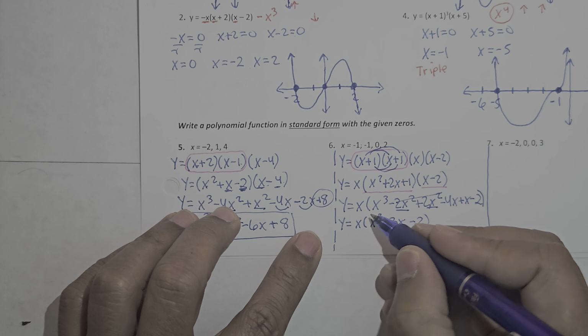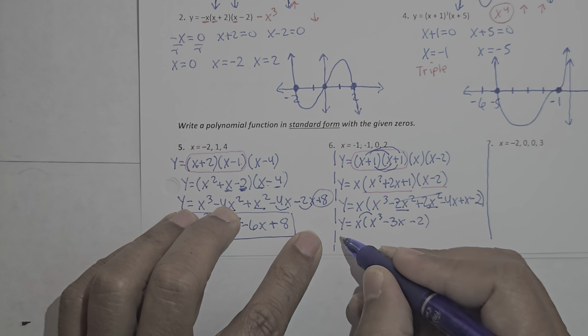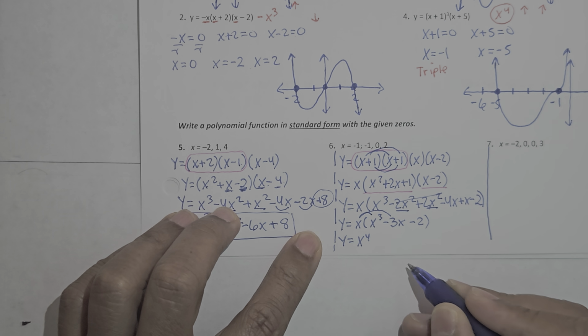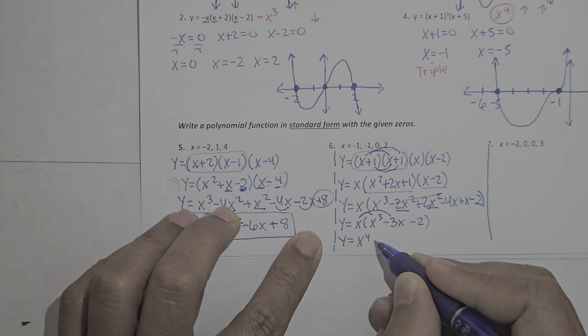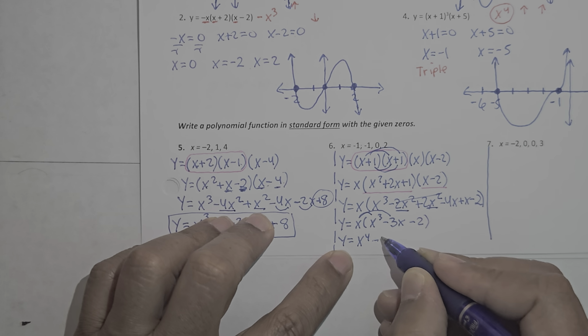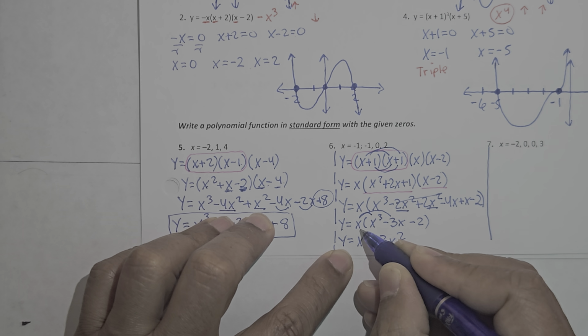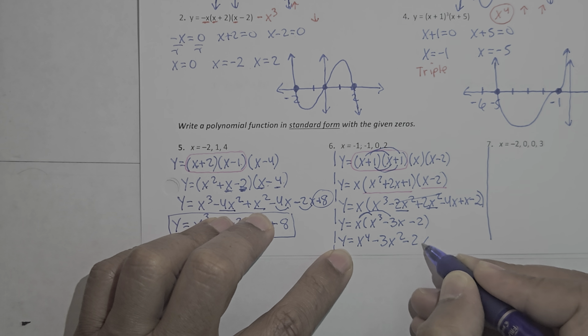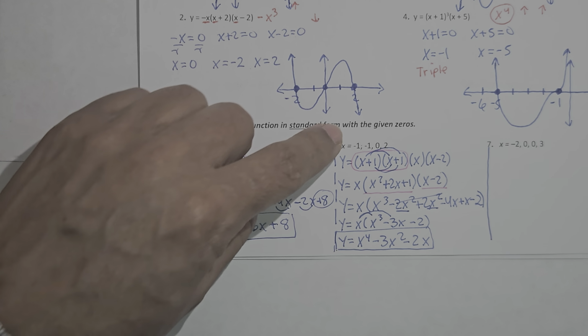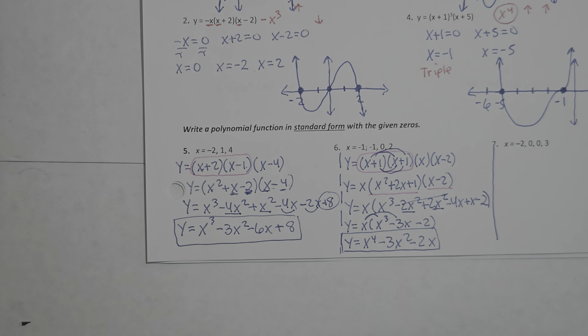So last, I'm going to distribute this x. So x times x to the third is x to the fourth. X times negative 3x, that's negative 3x squared. And then x times negative 2, that's negative 2x. So this is the polynomial that has those given solutions. Okay? So one last example.